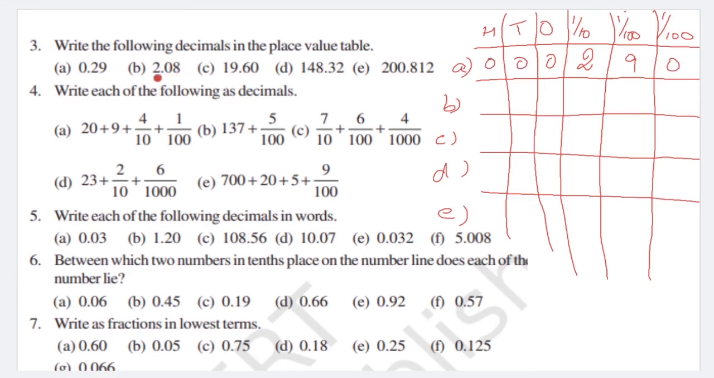The next one will be 2.08. Where will 2 come? In the ones place. 2. Point will come here. 0, 8. Others you are writing 0. Third one 19.6. That is in tens place you have 1 and in ones place 9. So it is 19. Now in the 1/10 you will have 6. In others you can write zeros.